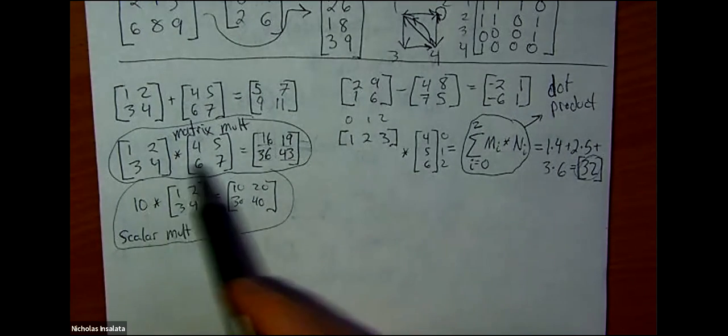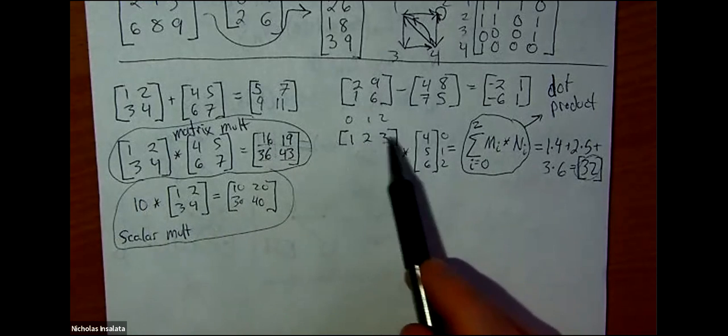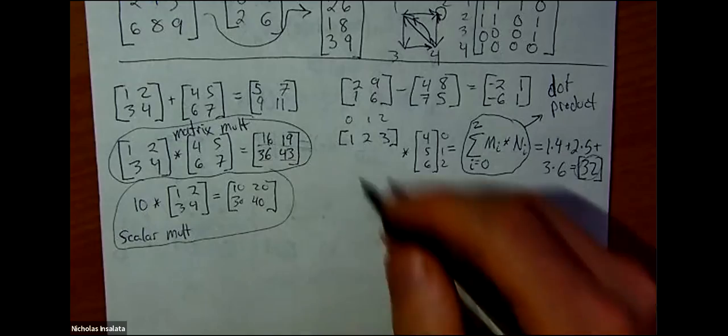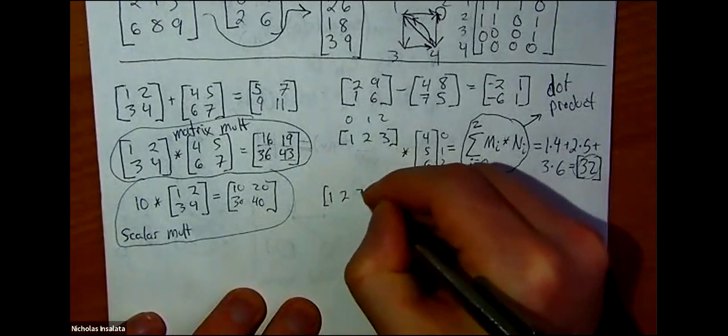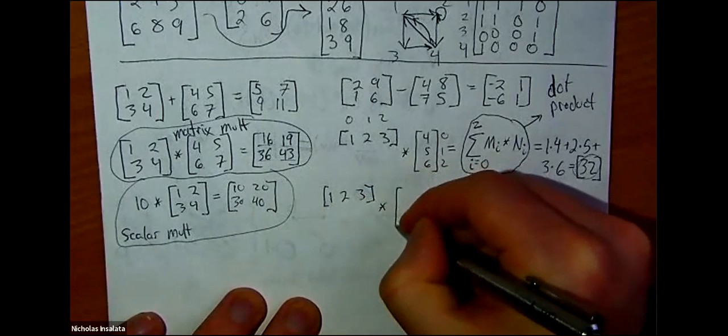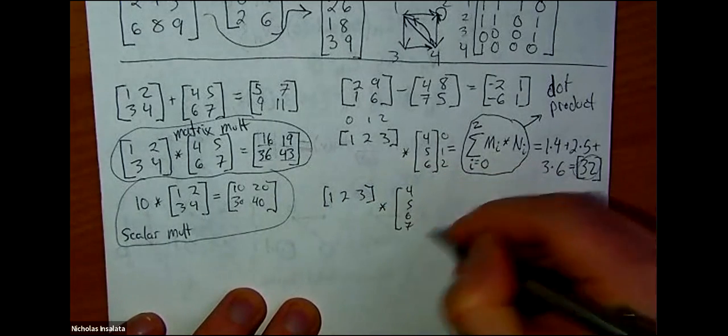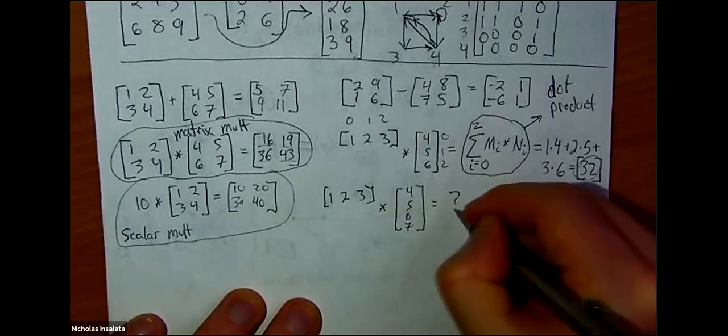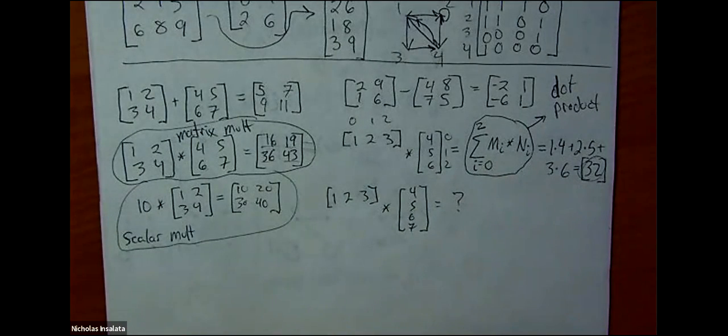Because you'll notice when I multiplied the square matrices, that worked. When I multiplied the row times the column, that worked. But what if I did something like this? If I said 1, 2, 3 times the column 4, 5, 6, 7. What's going to happen there? Ideas? Does not exist. Good, right?